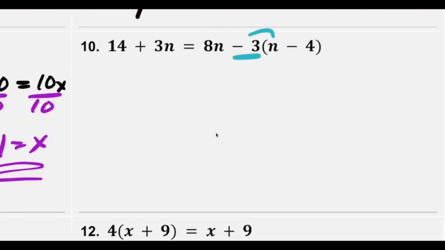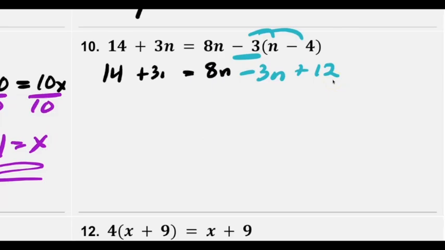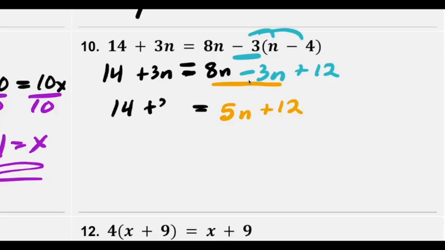Next one. Again, first thing, let's simplify. So I'm going to distribute this negative 3 to both of these. So I'm going to get negative 3n plus 12. Negative 3 times negative 4 is a positive 12. Leave the 8n alone. 14 plus 3n. Again, next, before I do anything else, let's simplify. Anything on the same side you want to add if you can. So I can't do anything here, but here I can simplify these two. Add them up. So that's going to give me 5n plus 12. And over here it's 14 plus 3n.